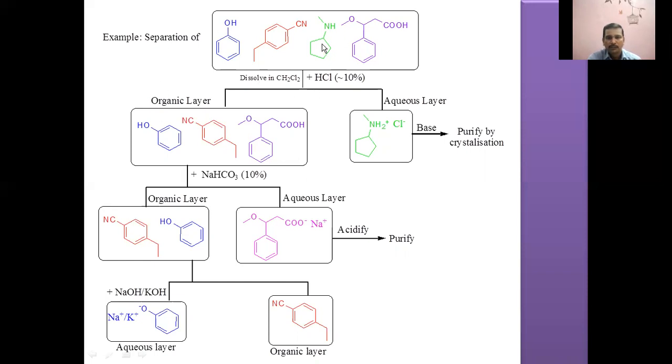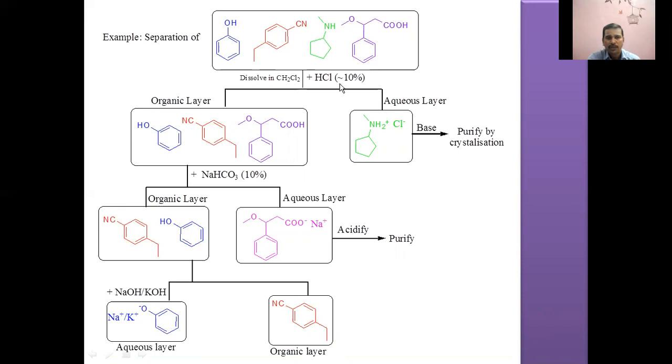Take the solution of the mixture in dichloromethane and transfer it into the separating funnel. You add HCl, say around 10%. HCl is a strong acid. So there must be a base to react with the acid, because acid will not react with acid. Phenol will not react with hydrochloric acid. Benzonitrile or cyanobenzene will not react with hydrochloric acid, and this is the only compound. So if you add hydrochloric acid, there are 2 layers.